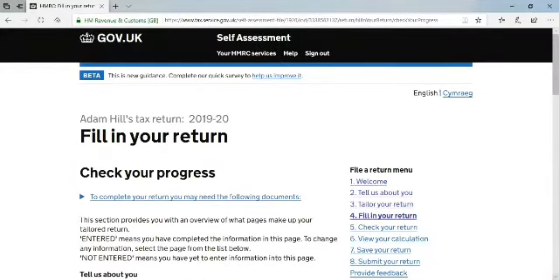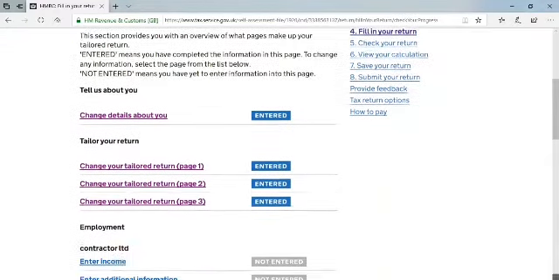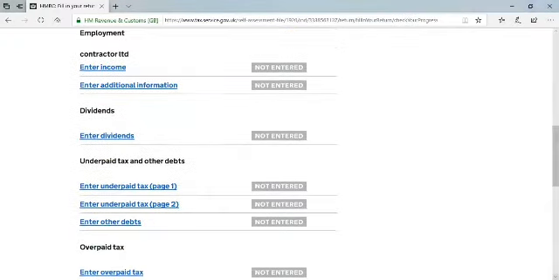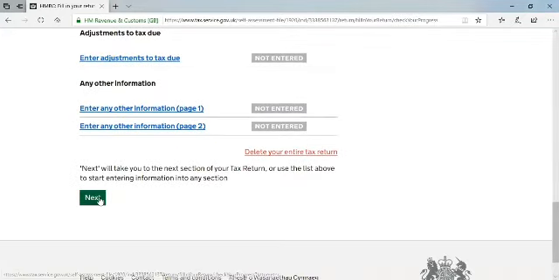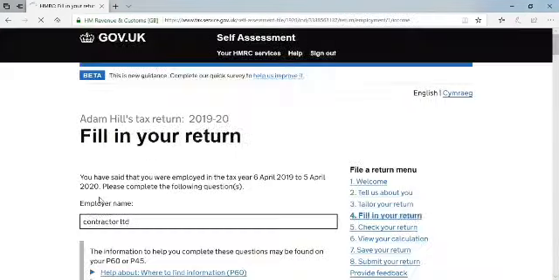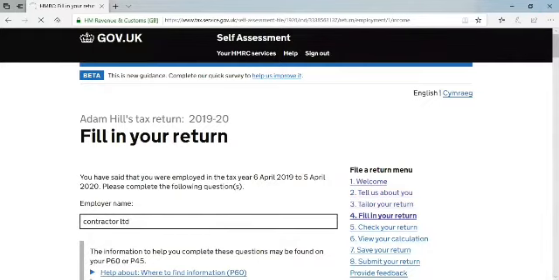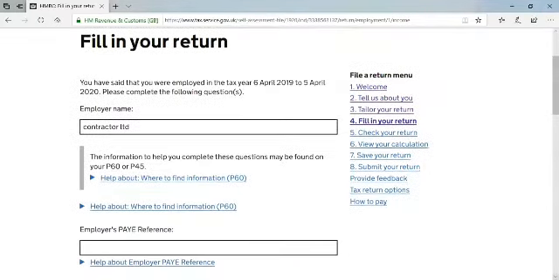Now, once you've filled that out, you've tailored your return, and it's going to generate all the sections that you've said you have income for. You can go into each one individually or scroll to the bottom, click on next, and it will take you into the first page that you need to complete. And that first page is for our contractor limited company.